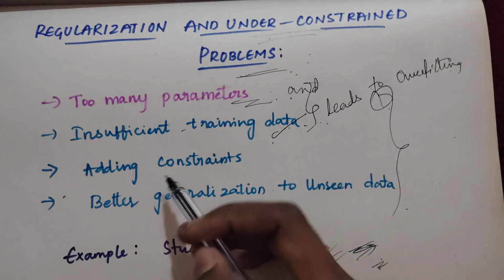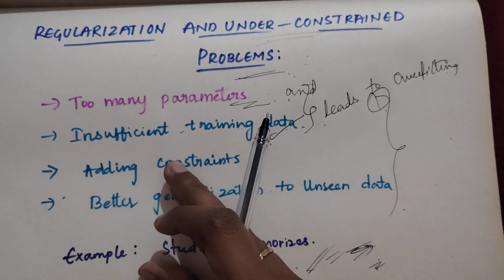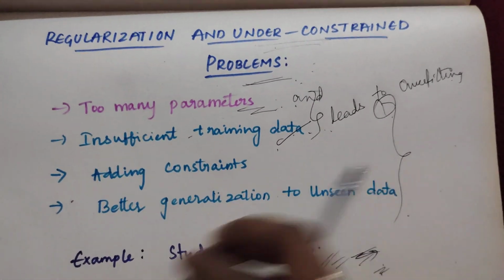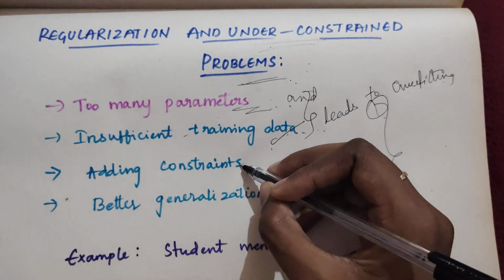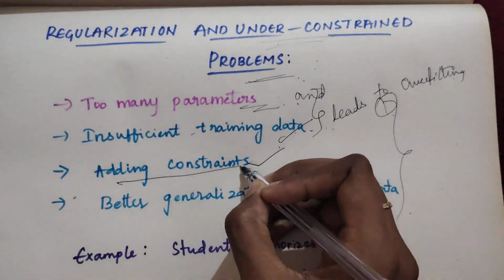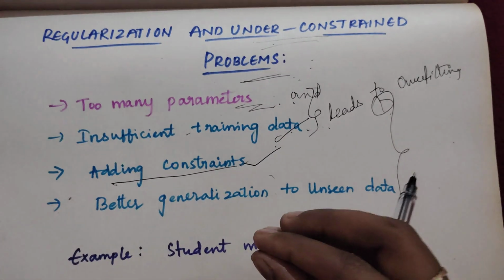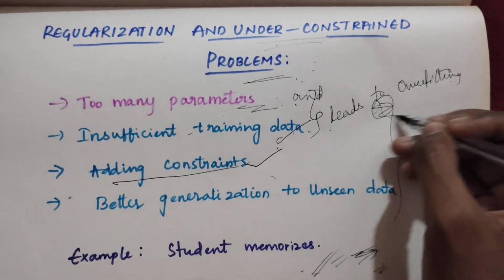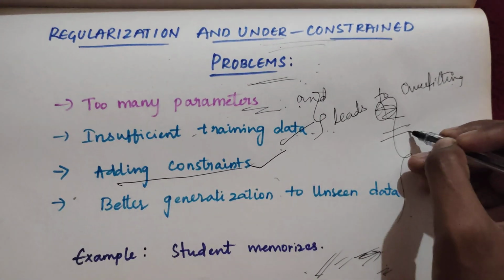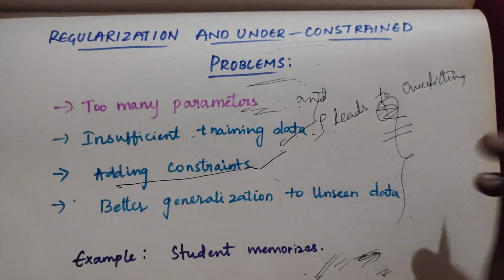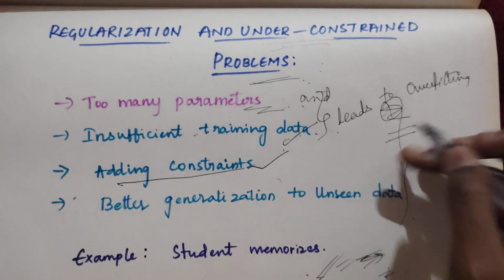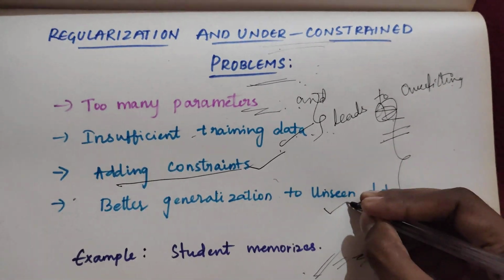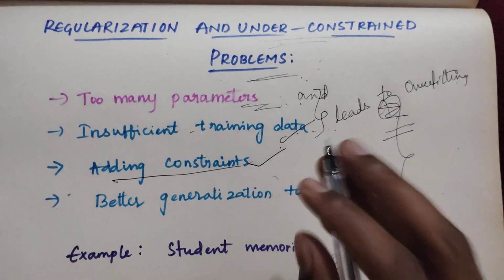All right, now these regularization techniques are going to help by adding some constraints. Why are we adding these constraints? To prevent the model from memorizing the data, instead of learning the patterns. Now this ensures better generalization to unseen data.